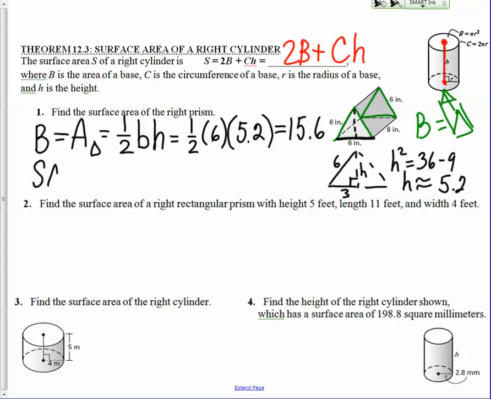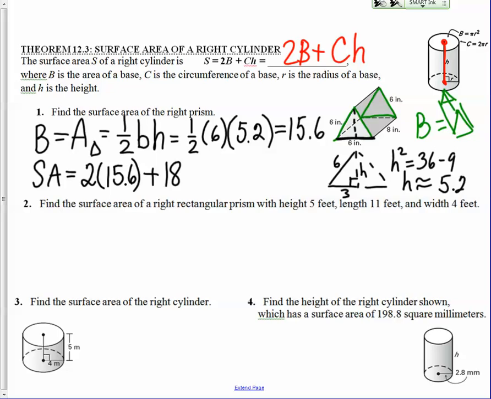The surface area is going to be two bases. So it's 2 times 15.6, the area of the base, not just the base, 2 areas of the bases, plus the perimeter of the base. It's going to be 6 plus 6 plus 6, which is 18, times the height.